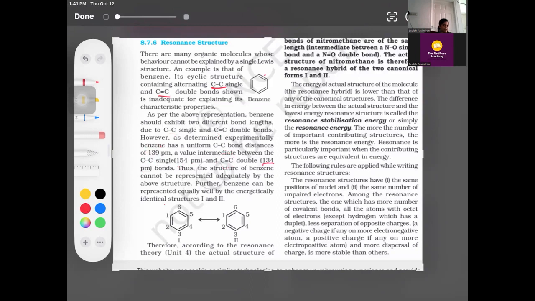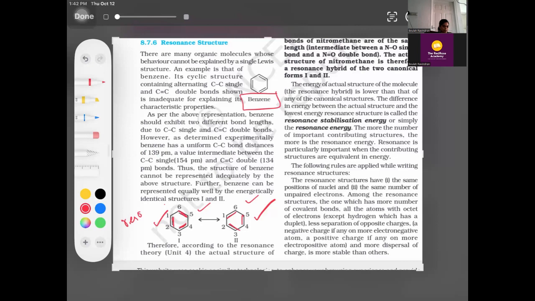Okay, so you must understand, the average bond length is 139 picometer. So the structure of benzene cannot be represented by the above structure, but it can be represented by identical structures like that. You can either put double bonds like this, 1 to 2 position, 3 to 4 position, and 5 to 6 position, or else 6 to 1 position, 2 to 3 position, and 4 to 5 position. You can write either of these two structures. These structures have the same benzene formula, but with some resemblance in it.